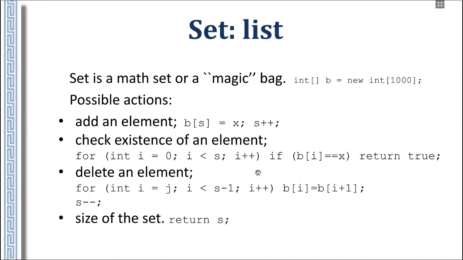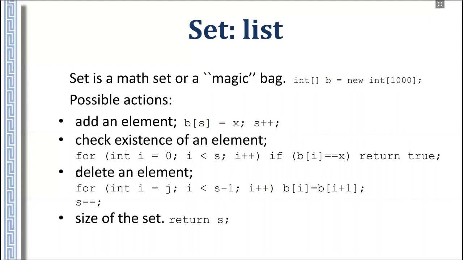Because it is a magic bag, we cannot have two balls inside this bag with the same value. That's why when we add an element, firstly, we should find it and check maybe we already have element X inside our bag. That's why before adding an element, firstly, you should check existence of the element. Then if there is no such element, we add it in the end.